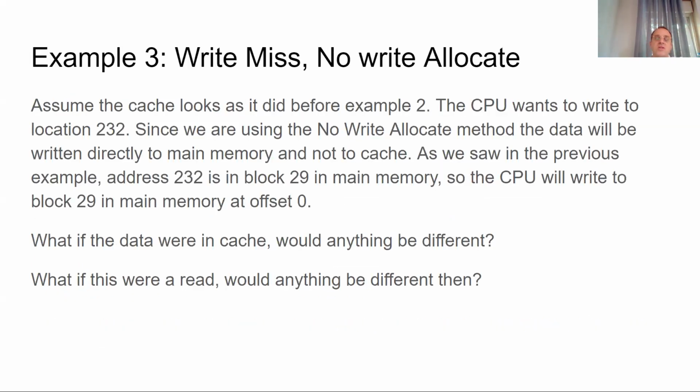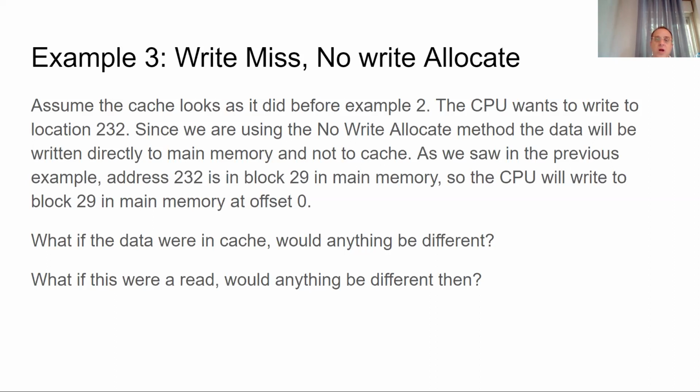Example 3: write, miss, no allocate. So I have another combination. It's a write miss. In other words, we're trying to write, but the thing is not in cache. And we're doing write without allocating. Well, that's easier. We don't have to use the cache at all. So assume the cache looks as it did before, as in example 2.